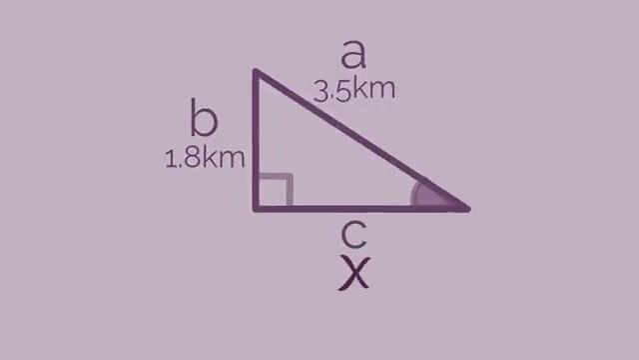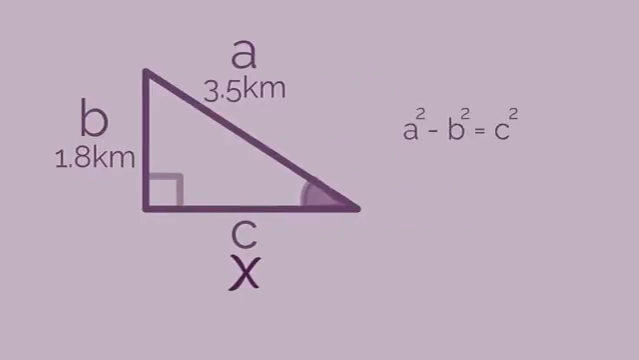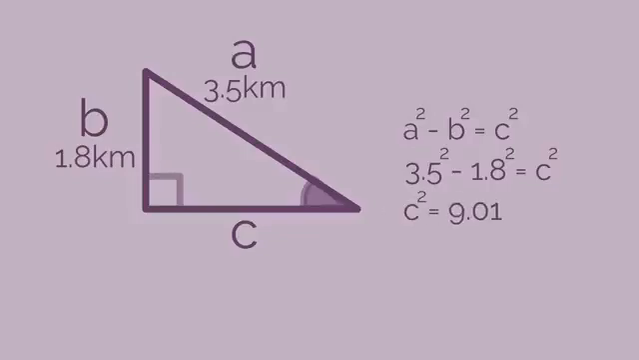Start by labelling the longest side as A, and then B and C are the short sides. So in this example, we already know the longest length, so we'll just use a rearranged version of Pythagoras' theorem. The biggest square take away a smaller square will give you the other smaller square. Substituting in our numbers, 3.5 squared take away 1.8 squared equals c squared. So c squared is 9.01. And square rooting that, we get c equals 3 kilometres.